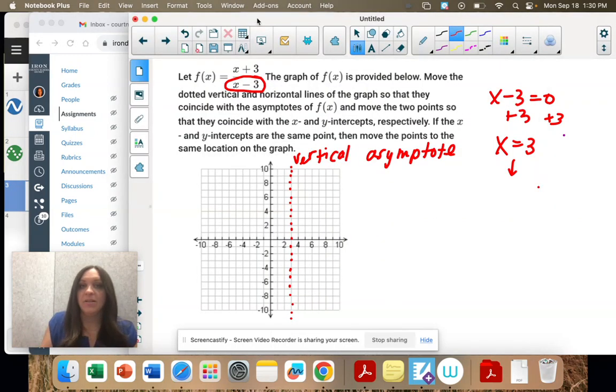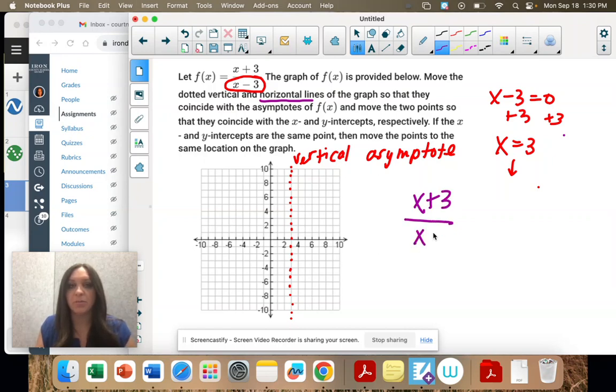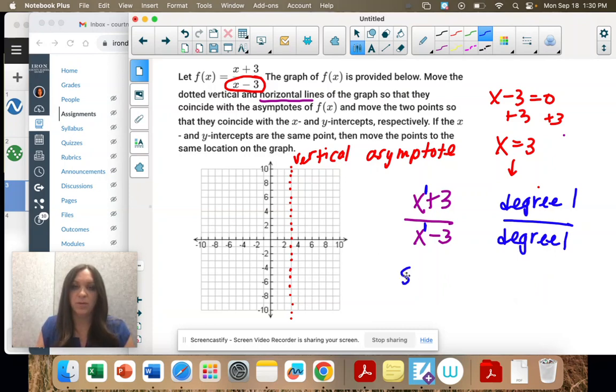And then we have a horizontal asymptote. And this is where we have to look at the degree of the top and the bottom. And when I mean degree, I mean of the variables. So this is x to the first power, and this is x to the first power. So the top has degree 1, and the bottom has degree 1. And now we have some rules. So we're just going to do this one. When they're the same, you take the coefficients.